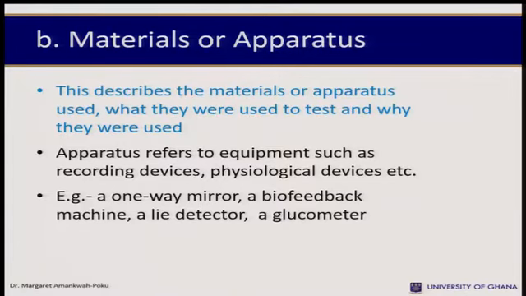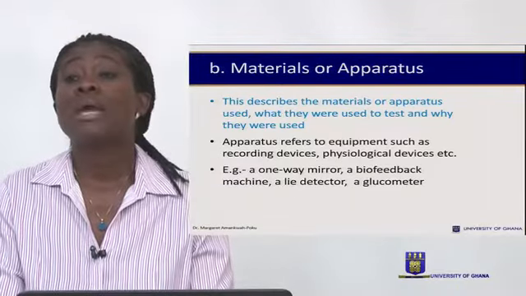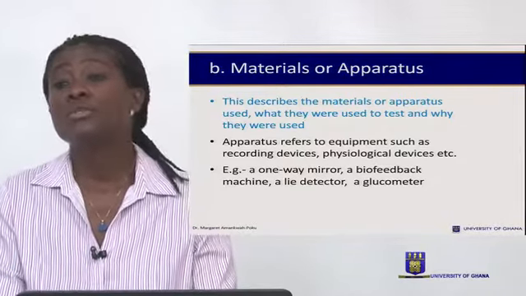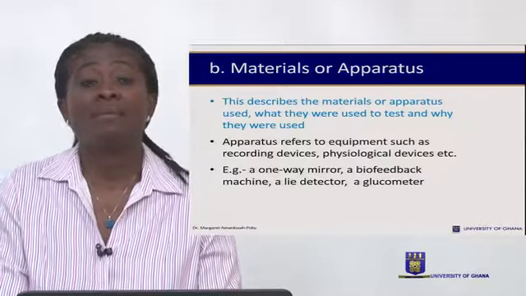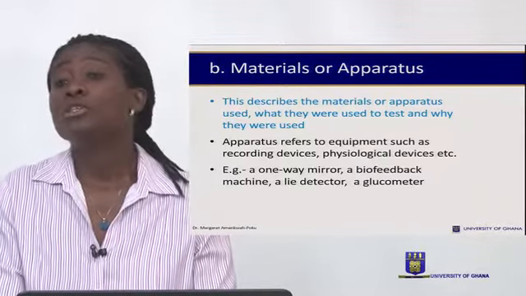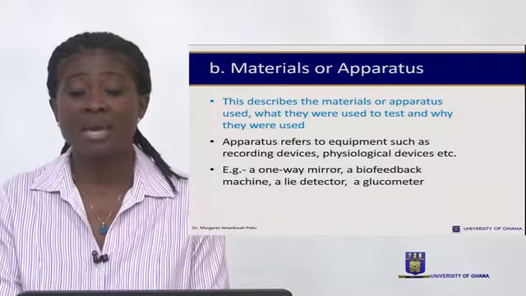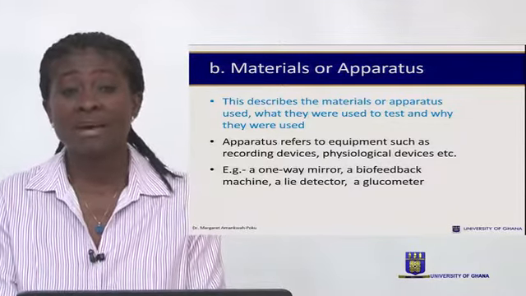Then we come to the second subsection of the method section, which is the materials or apparatus. This section describes the materials or apparatus that you used to collect your data or to measure your dependent variable. When we talk about apparatus, we are referring to any equipment that you used. So did you use a recording device? Did you use physiological devices? Did you use a one-way mirror? Did you use a glucometer to measure the sugar levels of diabetes patients, etc.? You need to specify that.